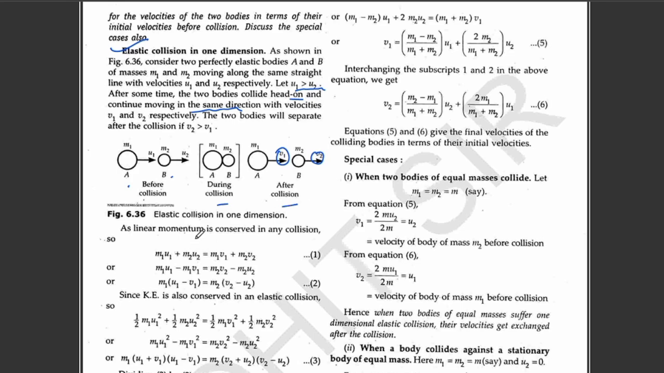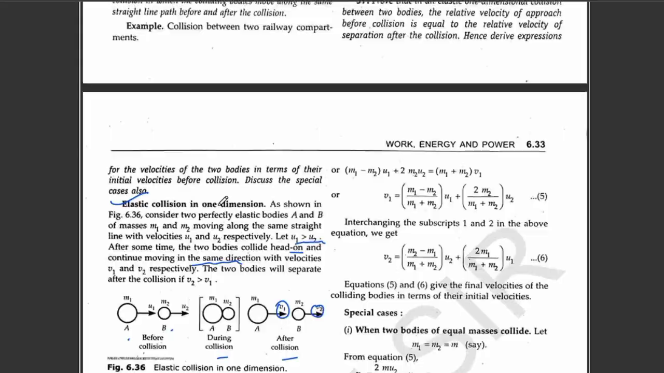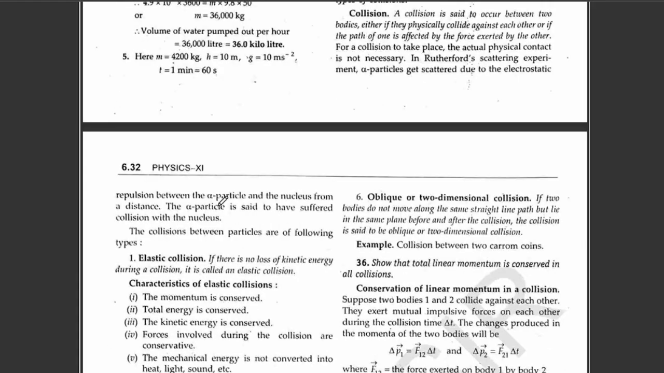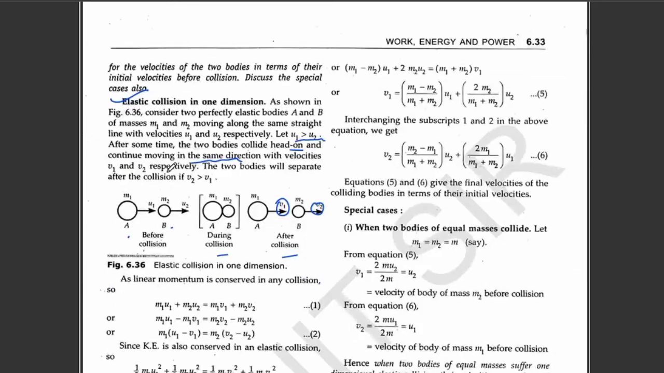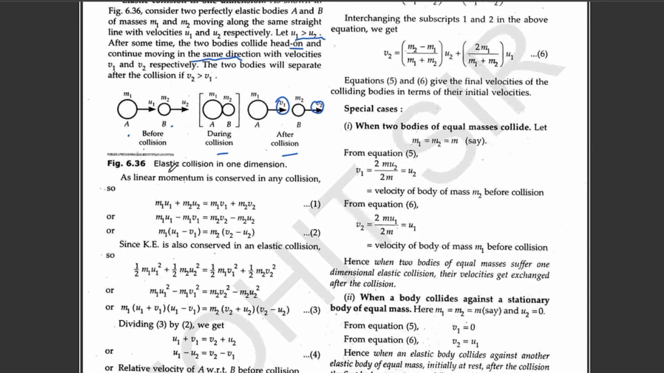Now for elastic collision in one dimension, the characteristics of elastic collisions are: we know the momentum is conserved and the kinetic energy is also conserved for elastic collision. So we will apply that here.